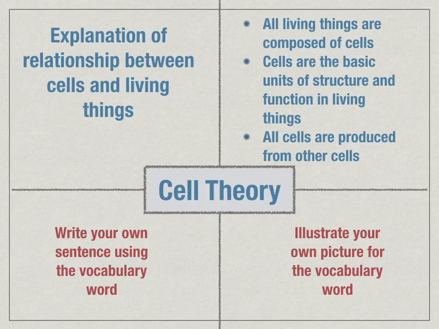The first of those 3: all living things are composed of cells. So this is true, this is known, that anything and everything that is living is composed of cells. The second thing is cells are the basic units of structure and function in living things. And the third and final thing, all cells are produced from other cells. Go ahead and pause before moving on.